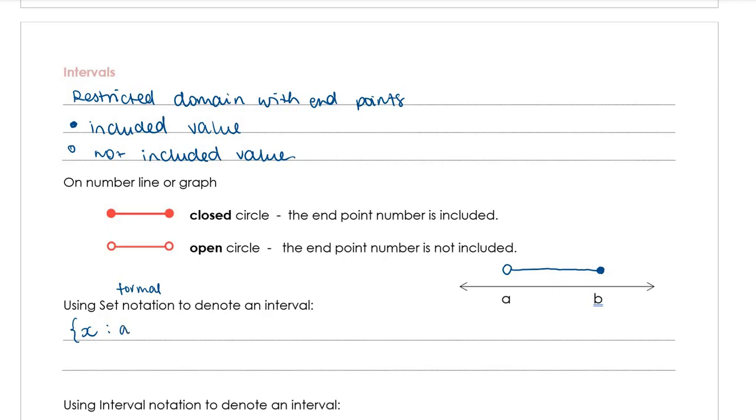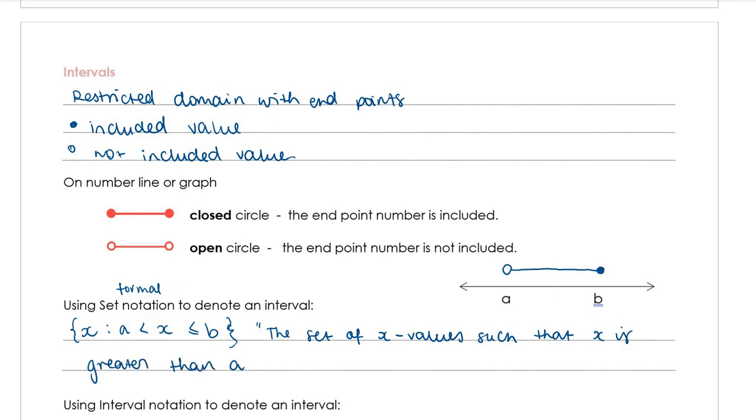Then I'm going to say, well, A was less than X because we were not including it. But X is less than or equal to B because we are including it. So what this is saying is I've got a set of X values such that X is greater than A, but it's less than or equal to B. Okay, so it's greater than A, and it's also less than or equal to B. So that's what that little set there is saying.